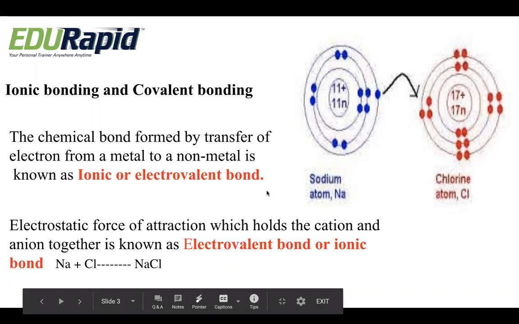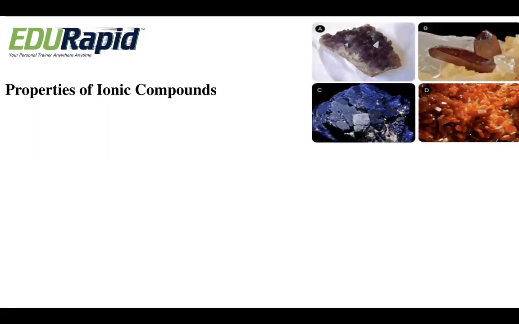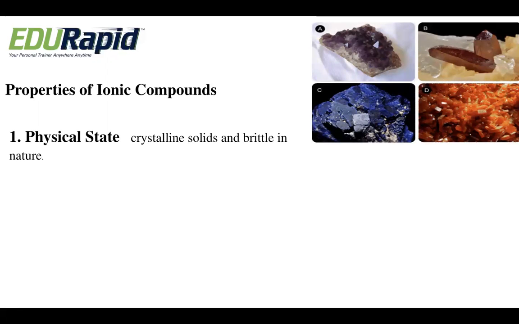Now we will move on to the next slide, that is properties of ionic compounds. Till now we studied how the ionic bond is formed. We will study some of the important properties of ionic compounds. The first important property is the physical state. So what is the physical state of ionic compounds? They are crystalline solids and brittle in nature, right?